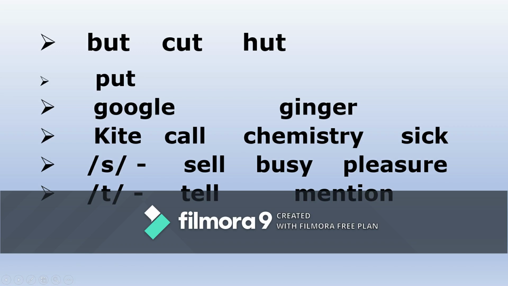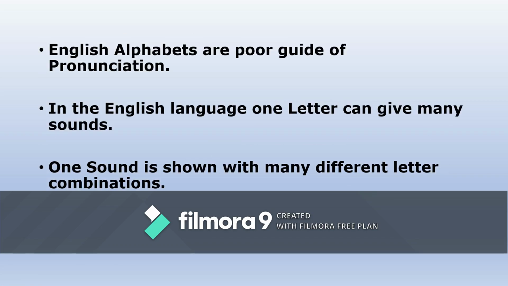Therefore, it is pretty clear that the pronunciation of words may create chaos for beginners, and it also shows that English alphabets are a poor guide to pronunciation. From the above examples, we can understand that in the English language, one letter can give many sounds, and in the same way, one sound is shown with many different letter combinations.